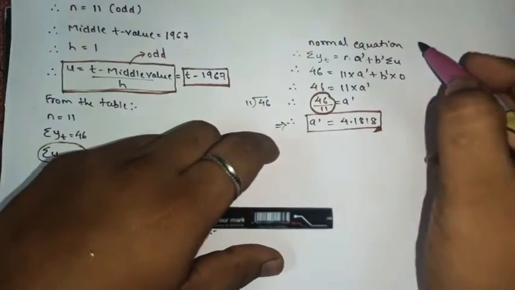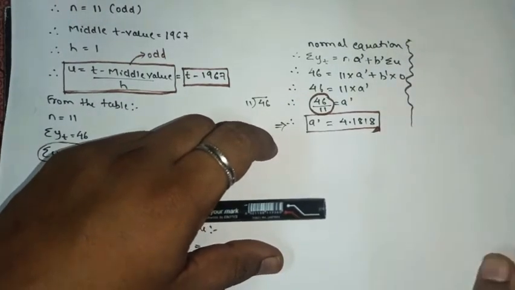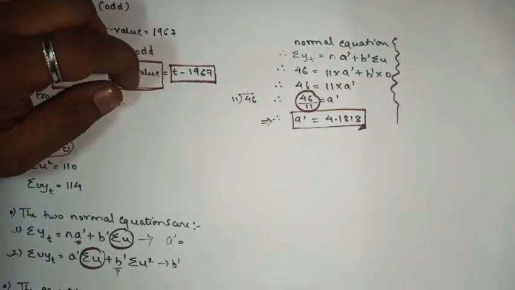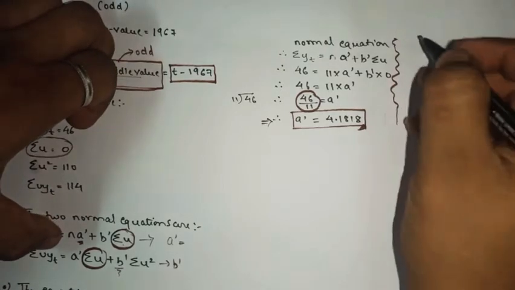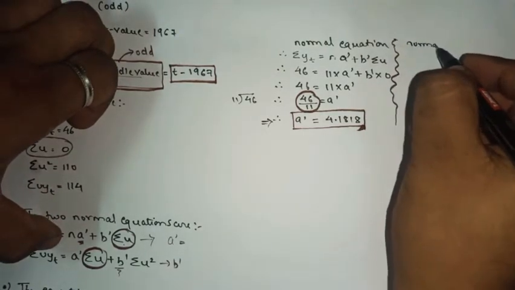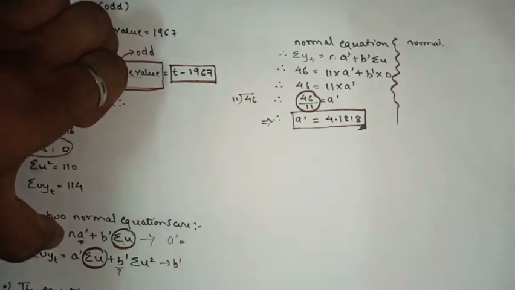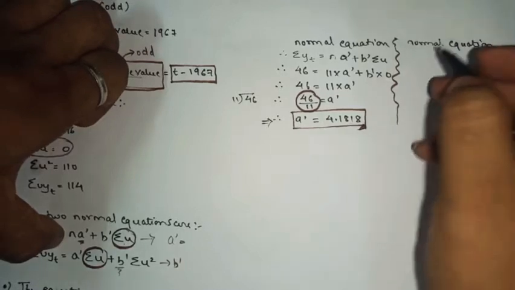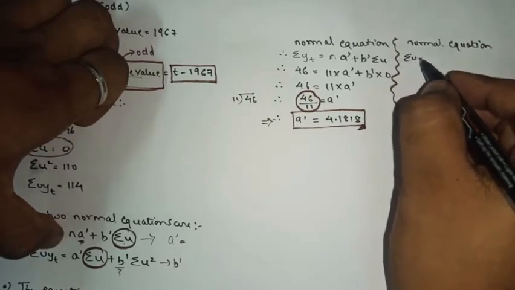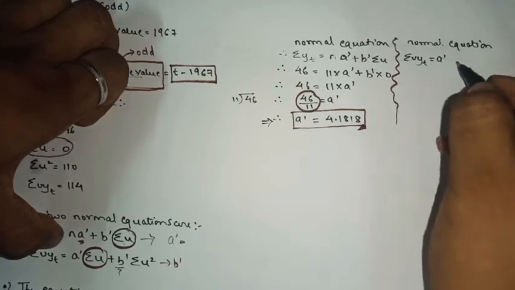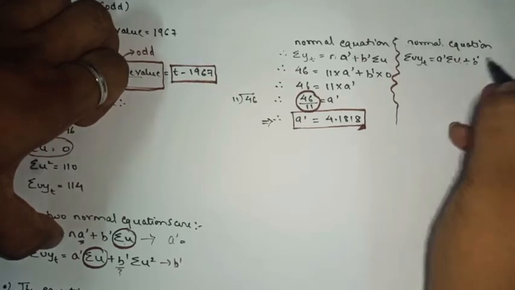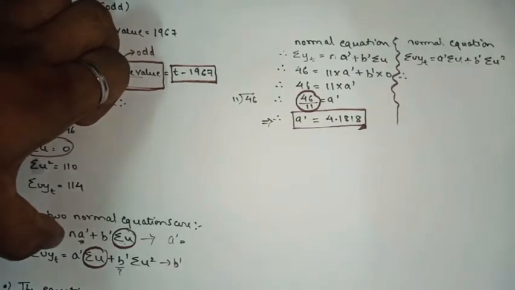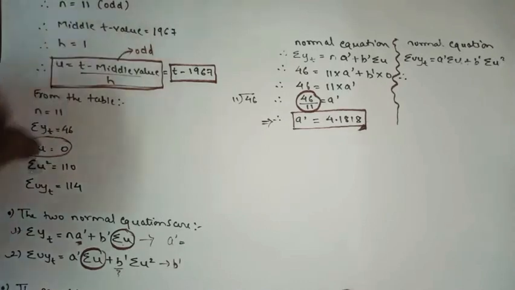As I wrote the answer directly, now as you get the value of a dash, after that you will apply the second formula. So what is the second formula here? Again the normal equation. The second one is: total of u yt is equal to a dash total of u plus b dash total of u square. So total of u yt is what?